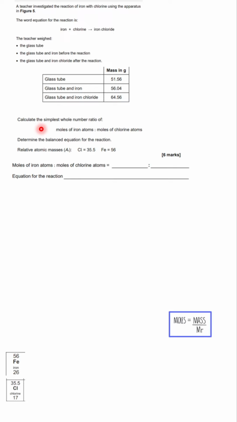This is a difficult question in the 2020 AQA Chemistry Paper 1. We are required to calculate the simple whole number ratio, which is the ratio of moles of iron atoms to the moles of chlorine atoms. First step, we have to work out the moles. So I would use the formula moles equals mass over Mr.